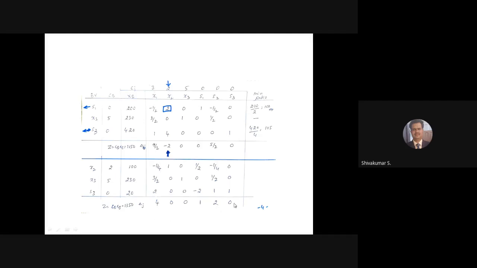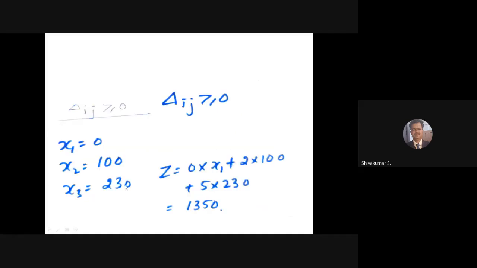Okay, got it now, all of you? Yes, sir. Okay, now that's the end of the solution. So basically, you have to get delta J greater than or equal to 0. So now delta J is greater than or equal to 0.